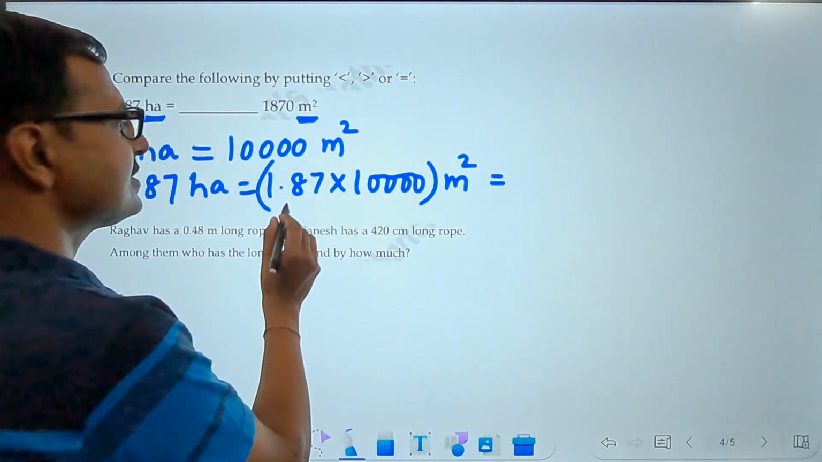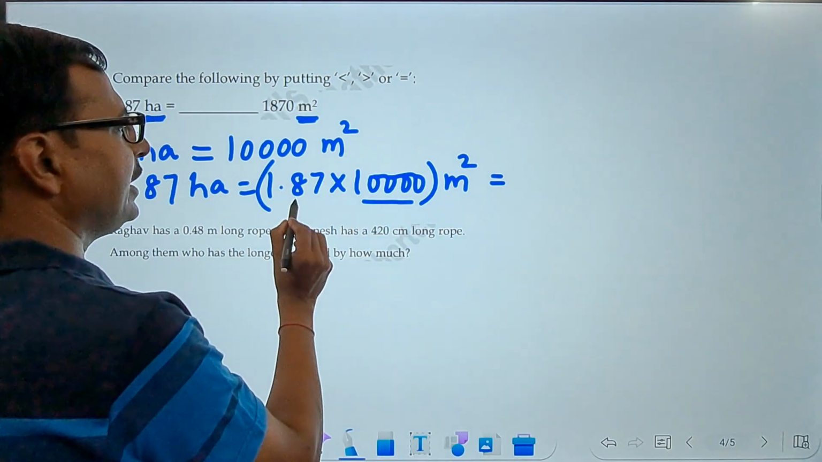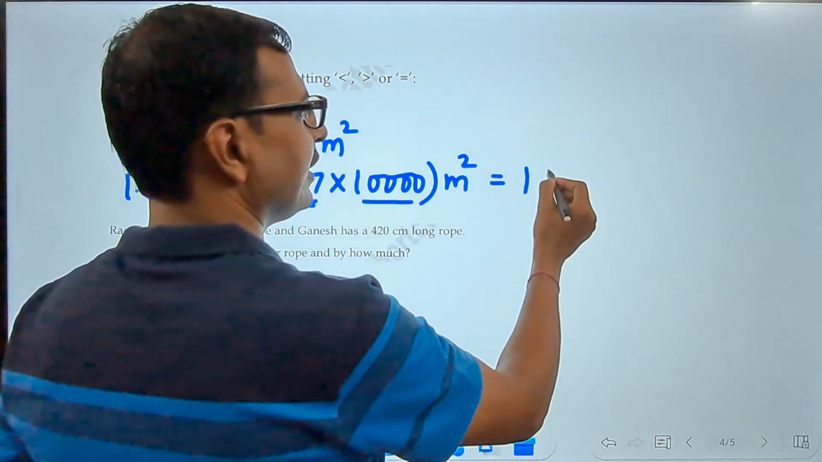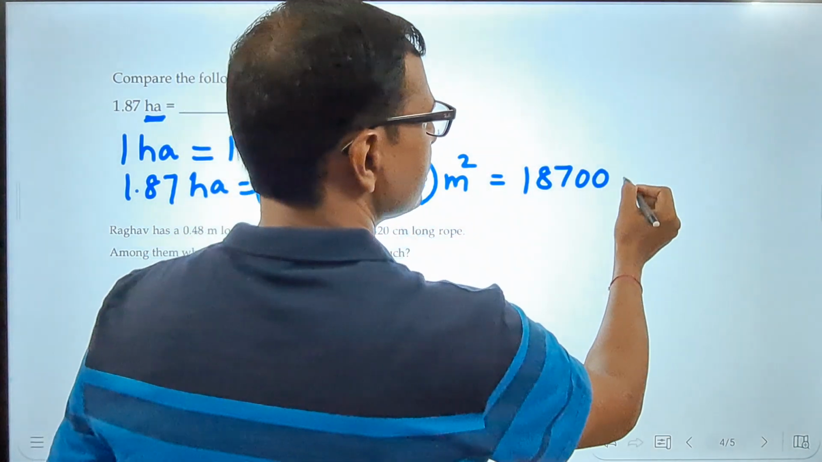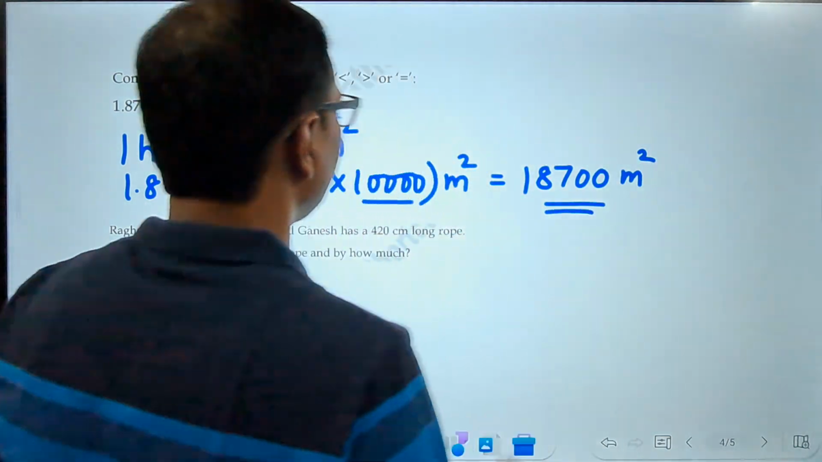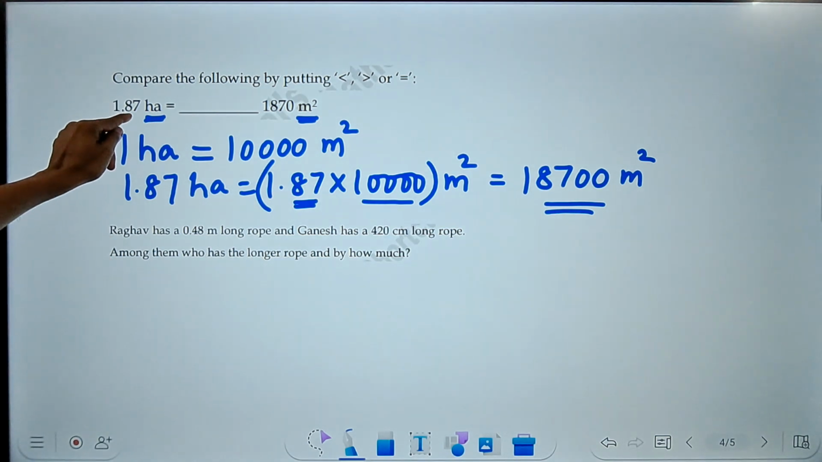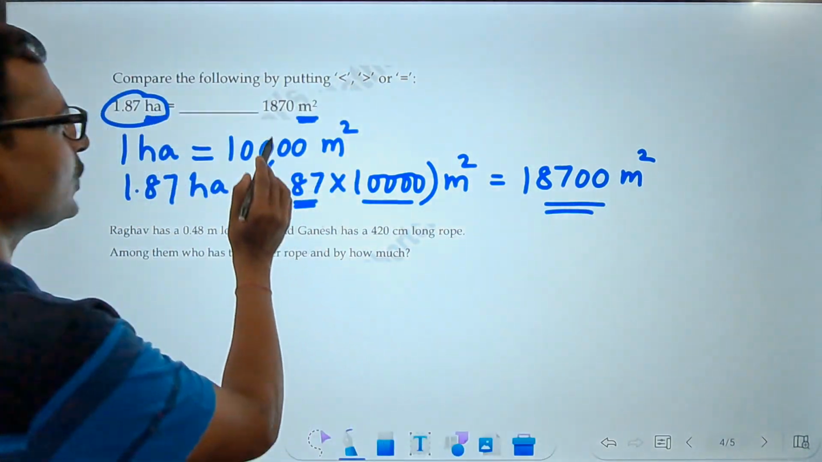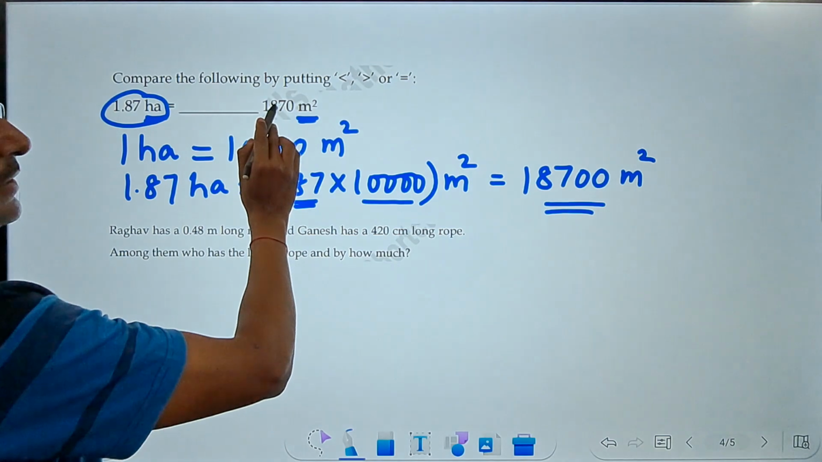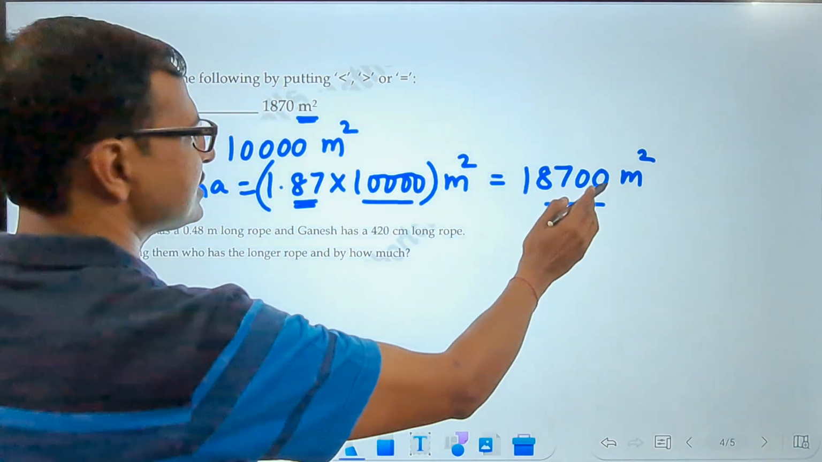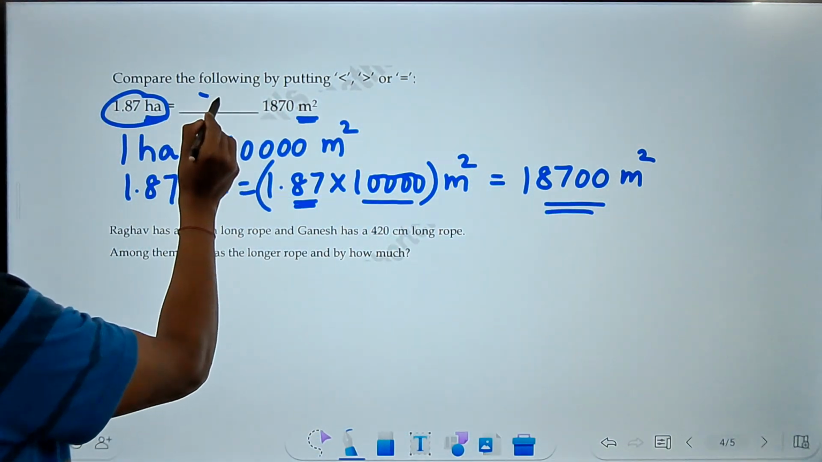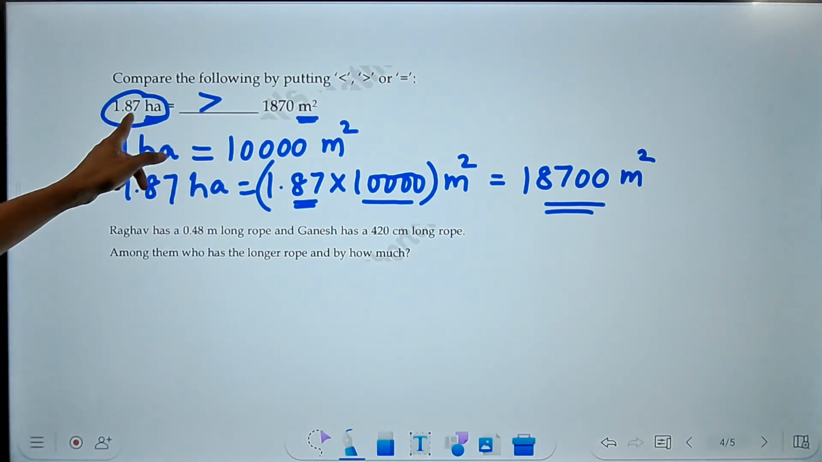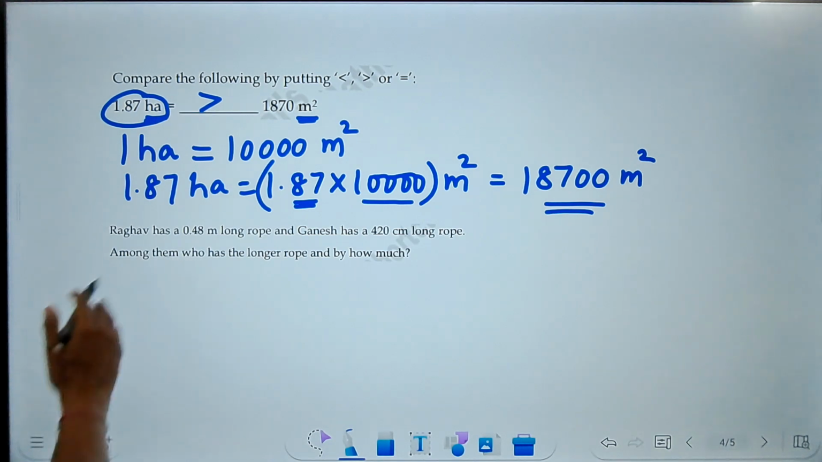And how do you multiply this? These are 4 zeros, right? So 87 is only 2 digits, so 187 followed by 2 zeros, square meters. This is the answer for the conversion of 1.87 hectares to square meters. Now I have converted this, so I got this value. So which one is greater? Is this greater or is this greater? Now obviously 18,700 is greater than this, and therefore 1.87 hectare is greater, so you will have this greater than sign here. Let's see another one.